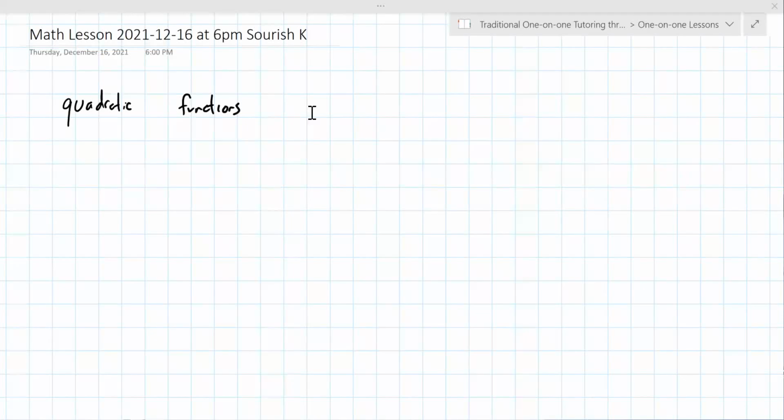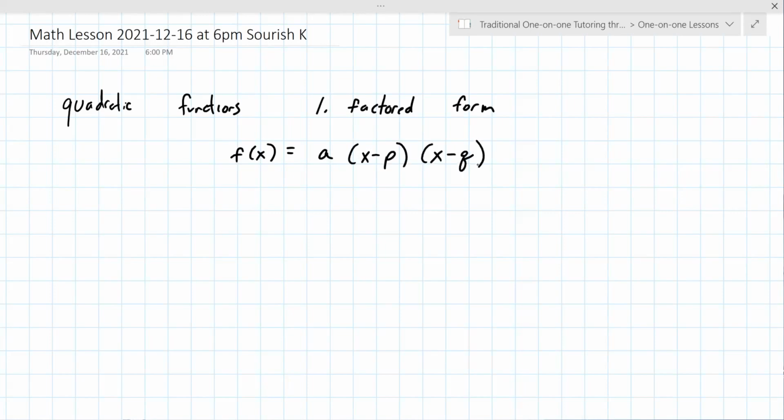The first form I want us to talk about is what's called factored form. I know about quadratic functions. Let's do a few examples here, just for review, unless there's something else you'd like us to work on that's more important than this. We can do a little bit here and move on to something else.